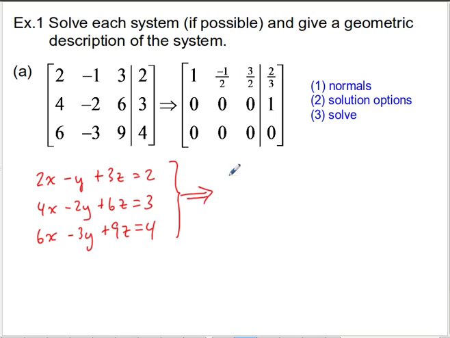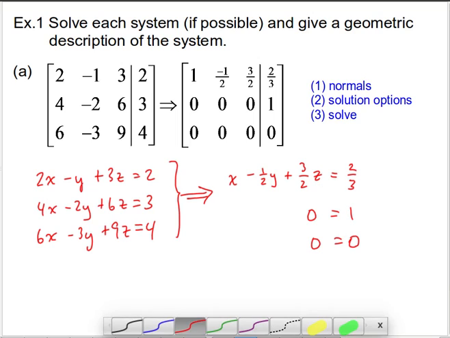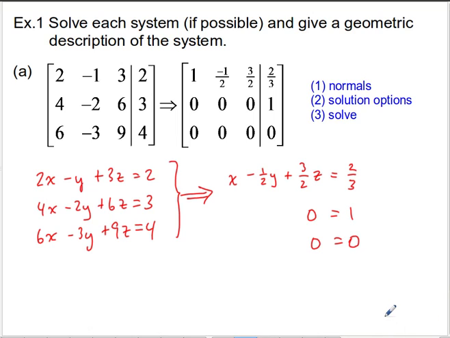turns into x minus 1/2 y plus 3/2 z equals 2/3, 0 equals 1, and 0 equals 0. Those are the results we get from these systems. So we're going to be focusing on the matrix interpretation of these things.